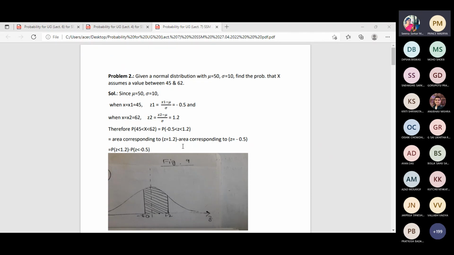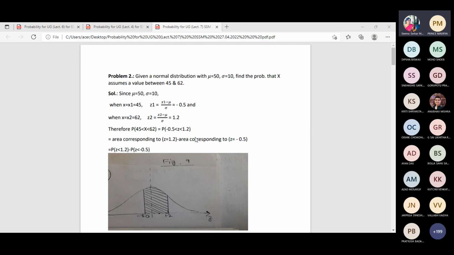So this means it is the area bounded by these two standard normal variates, Z is equal to minus 0.5 and Z is equal to 1.2. In the figure, you can find the area between Z is equal to minus 0.5 and Z is equal to 1.2. Corresponding to this, we have to find the area. So the area to the left of Z is equal to 1.2 minus the area to the left of Z is equal to minus 0.5. In your normal distribution table, you can find what the values will be.